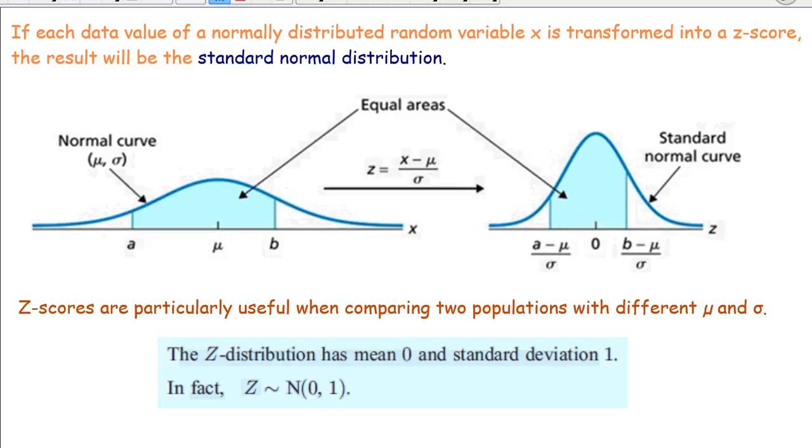And this is how we write the distribution on a standard normal curve, all right? So we say Z follows a normal distribution with the parameters 0 and 1, or you can say the Z distribution has mean 0 and standard deviation 1. Okay?